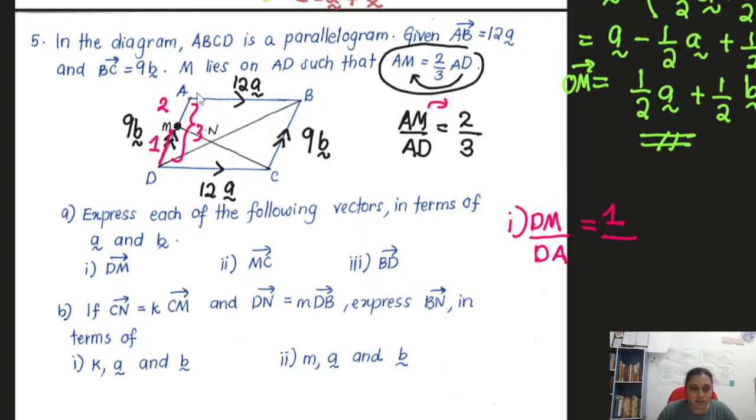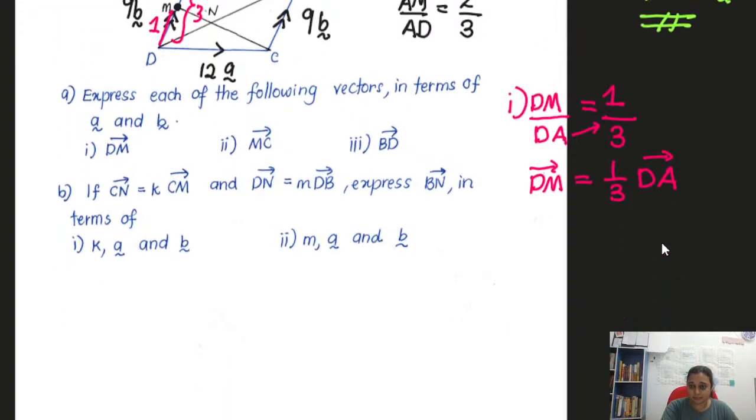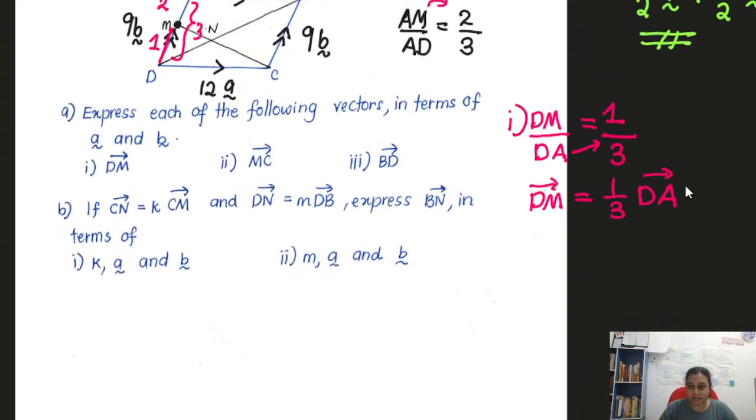DA, the ratio is 3. So you cross multiply. Okay, so DM is equal to 1/3 of DA. 1/3 times DA. So what is DA?